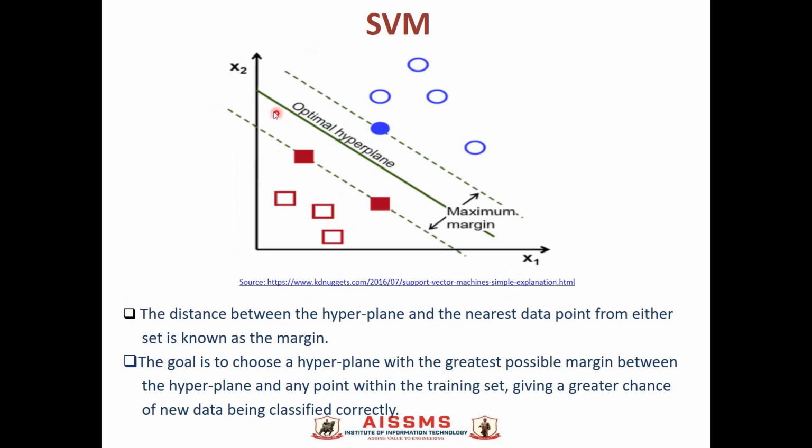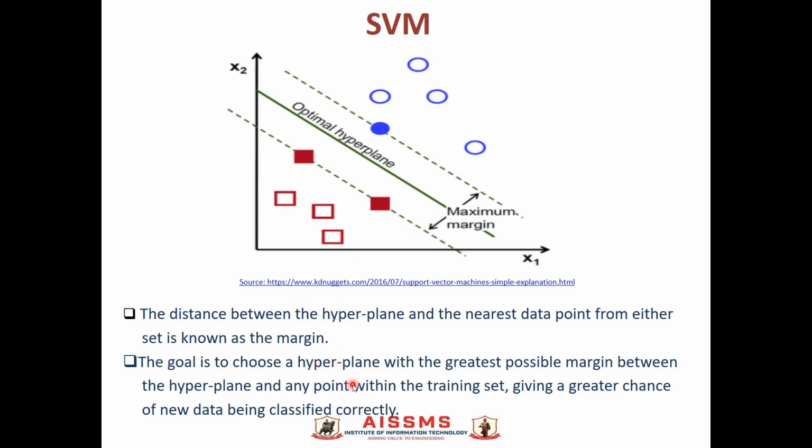So this way we can say this is the optimal hyperplane, because the margin is maximum. What is the margin? It is the distance between the hyperplane and the nearest data point from either category. The distance between the hyperplane and the nearest data point from either set is known as the margin. So here we can say that this is the margin and it should be as large as possible.